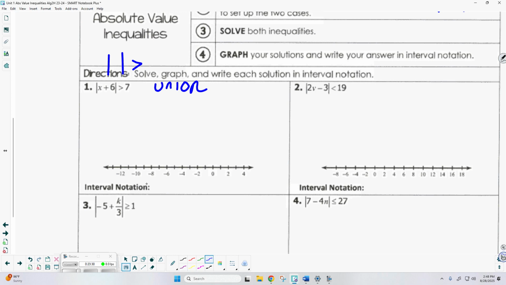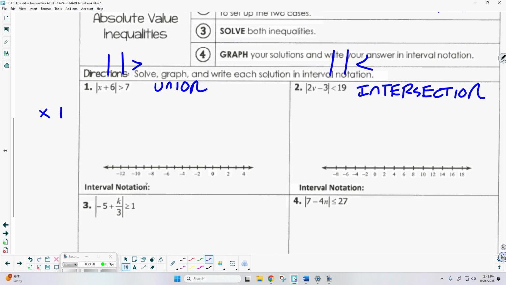So take a look at number 2. Your absolute value is already isolated, but it's what? Less than. If your absolute value is less than, it's an intersection. Okay. Now, once you're ready to go ahead and set up your 2 inequalities, this is where KISS comes in. First, I'm going to keep it. All I'm going to do is drop the bars.